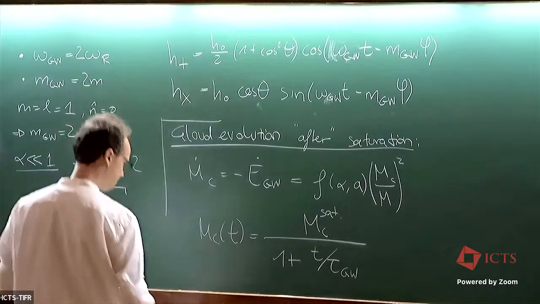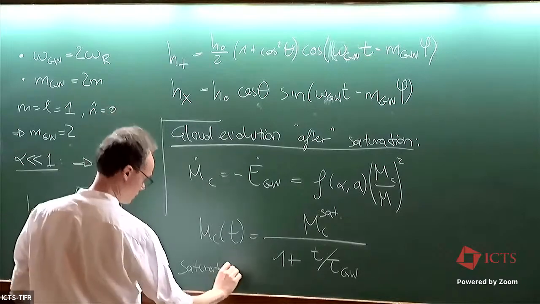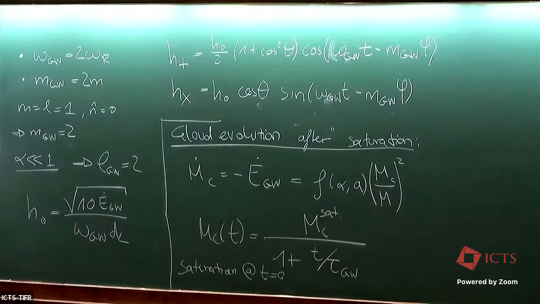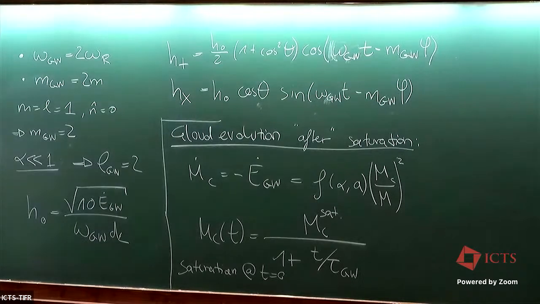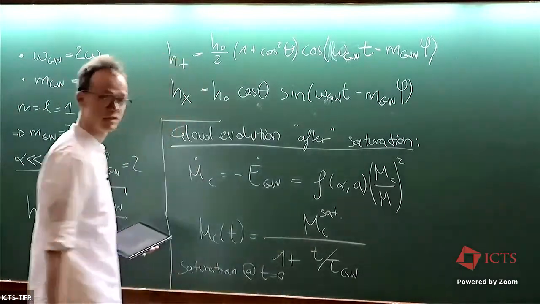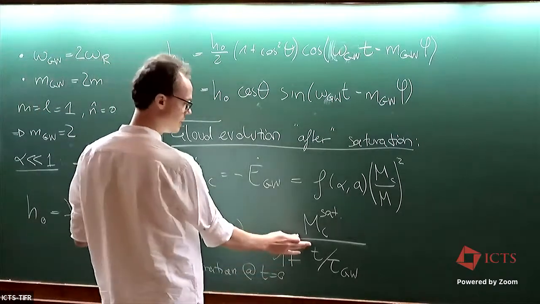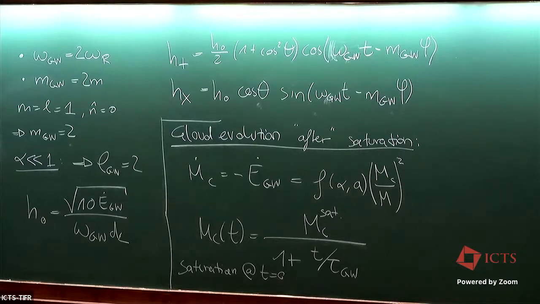Saturation at t equals 0. So at t equals 0, it contains basically the complete mass of the cloud, which we learned is up to 10% of the mass of the black hole. And then over time, it decreases, roughly speaking, polynomially in time. So eventually, as t goes to infinity, this is just 0, and there's no energy contained in the cloud at all anymore.